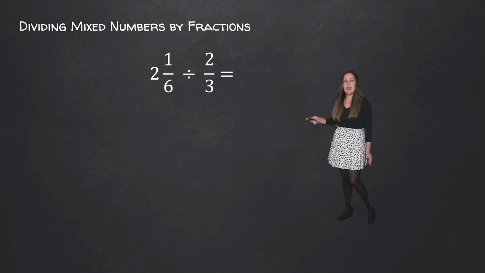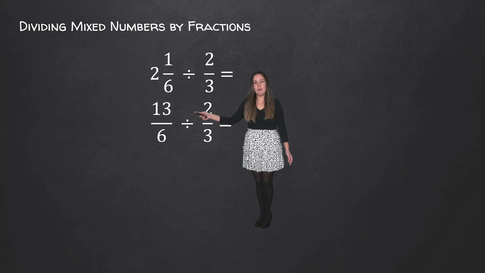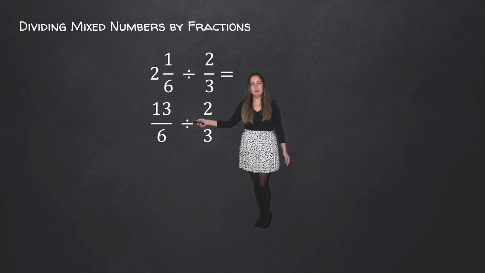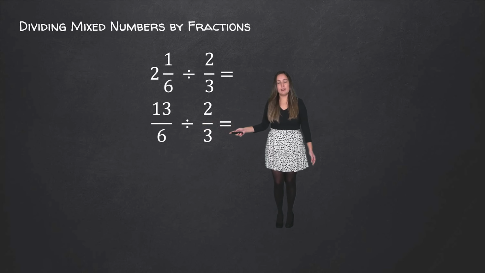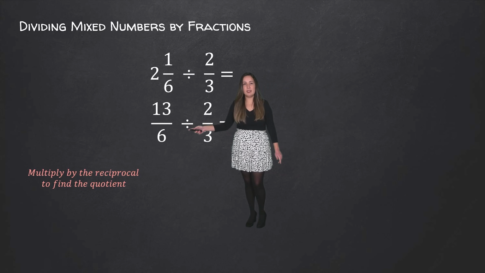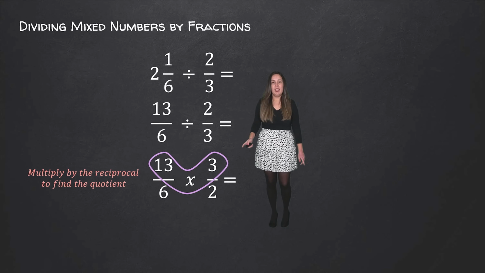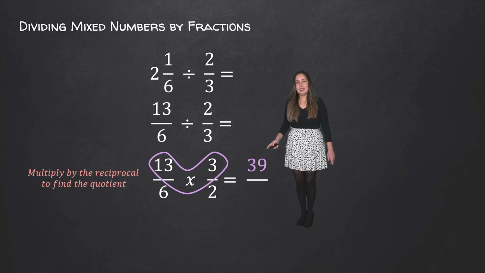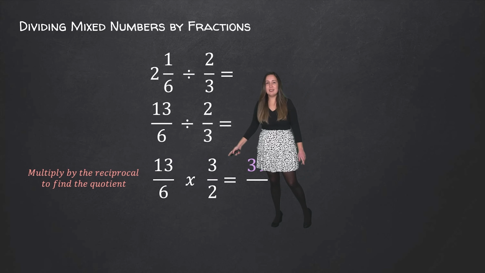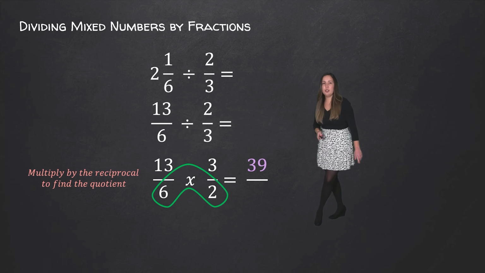Now, if we didn't have our model, we would have to take our mixed number and write it as an improper fraction, which is 13/6, and divide it by 2/3. Now, in order to solve this, we have to take 13/6 and multiply it by the reciprocal of 2/3, which is 3/2. Now, 13 times 3 is equal to 39, and 6 times 2 is equal to 12.